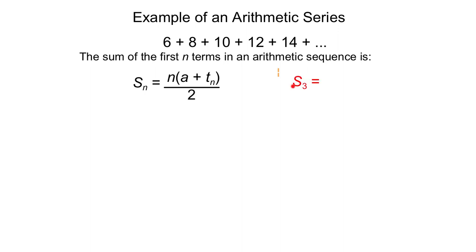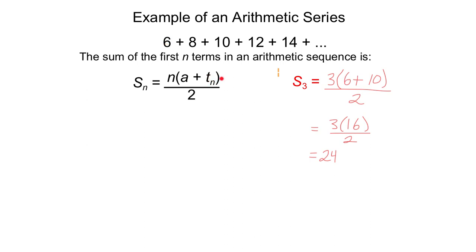For example, if I wanted to find the sum of the first 3 terms, using this formula, it would look like this. N is the term number, 3. A is the first term in the sequence, 6.